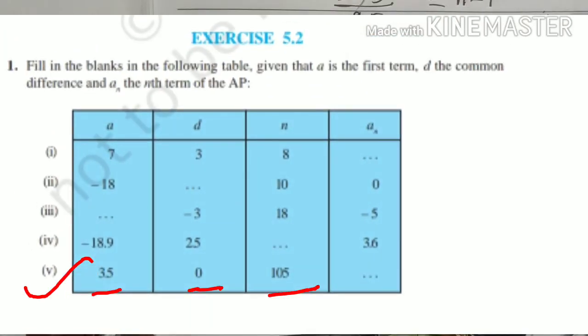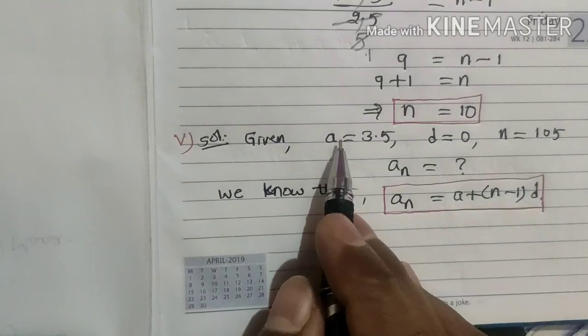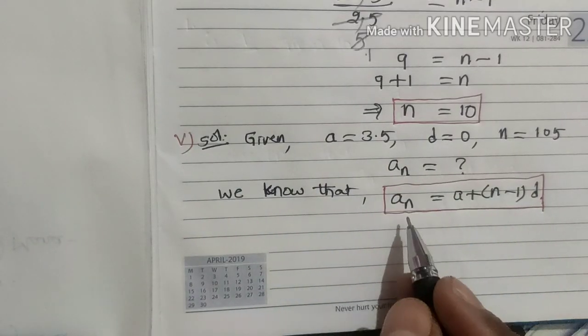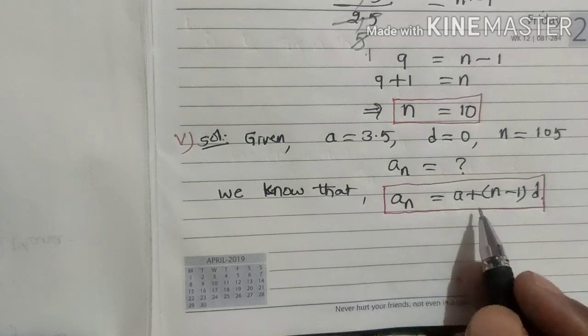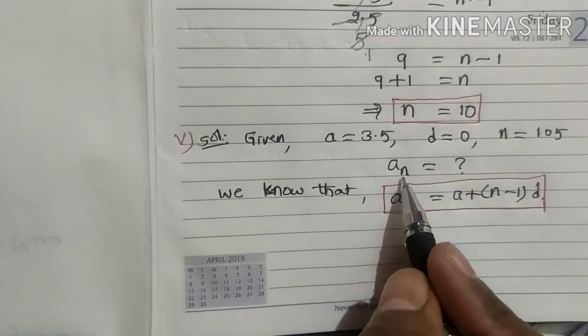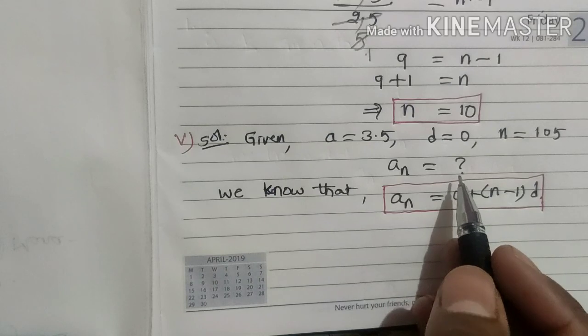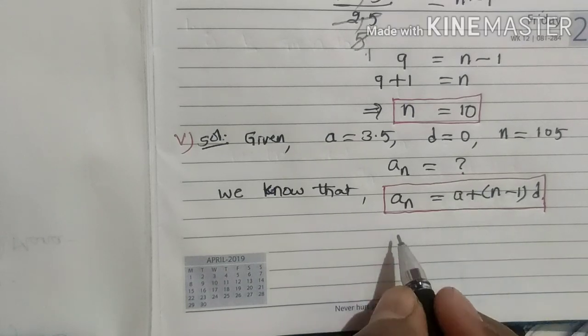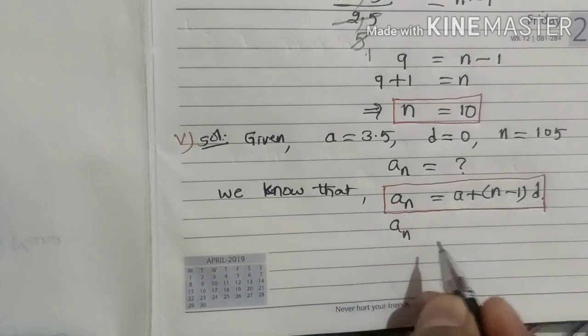In question number 5, we are given that the a value is 3.5, common difference d value is 0, and n value is 105. They are asking us to find the an value. What is the relation among all these: a, d, n and an? The nth term an formula is a plus n minus 1 into d. Here an is question mark. We don't know the value of an, so an will be an only.